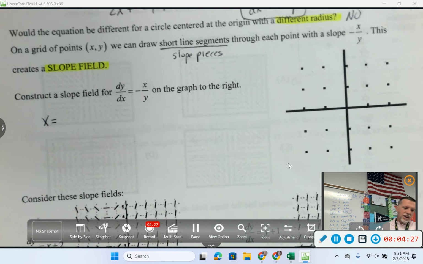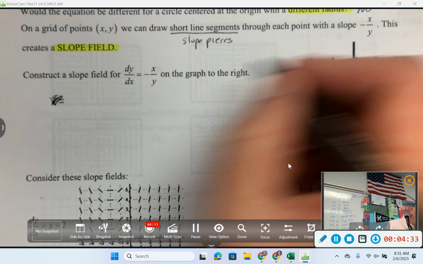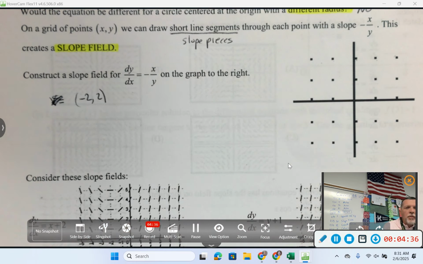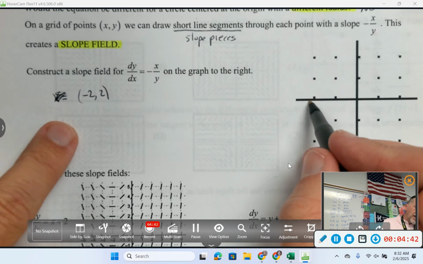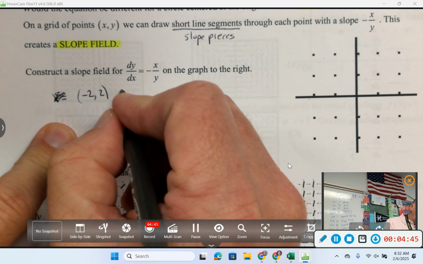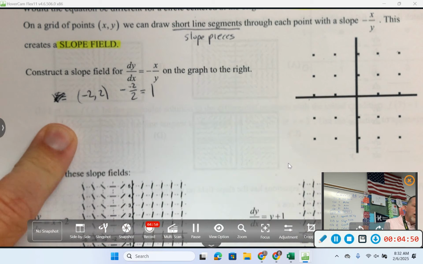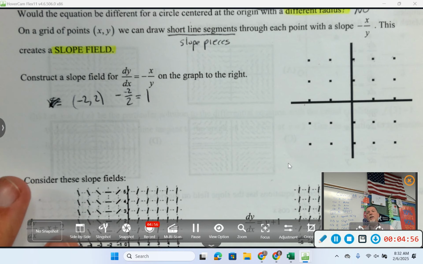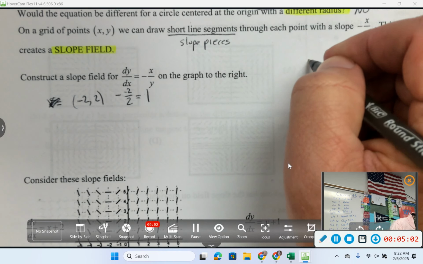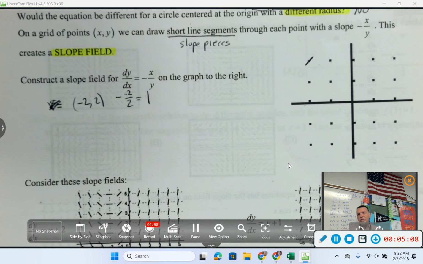All right, so let's just start at negative 2, 2. We'll go point by point. Eventually you'll get faster, but let's start out nice and slow here. So at negative 2, 2, my slope is negative 2 over 2, so that would be 1. So my slope at negative 2, 2 is 1. So I'm going to do a little slope piece, and you can look down to see kind of what they look like. At negative 2, 2, I'm going to draw a slope of 1. Again, not the full line, just a little slope piece.